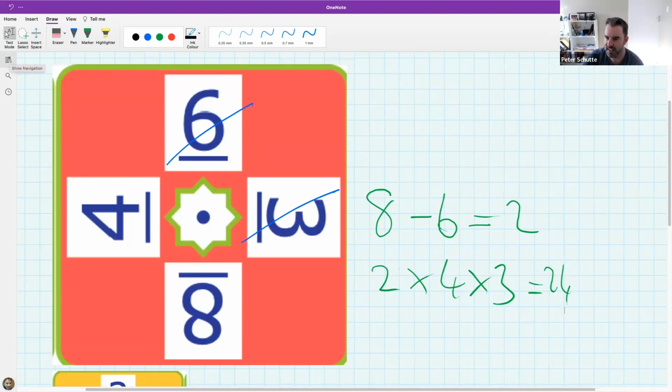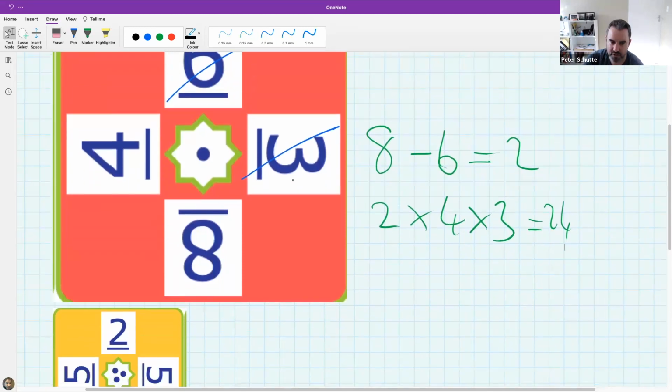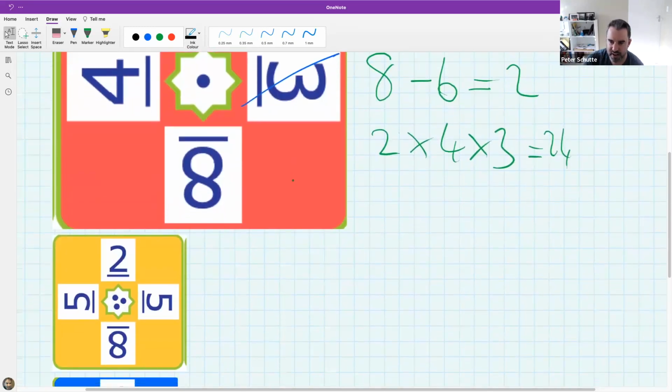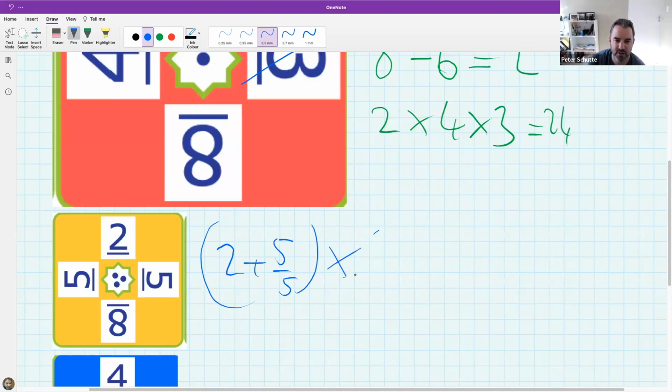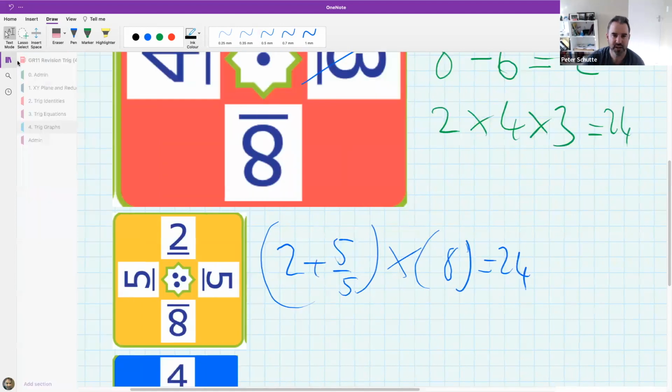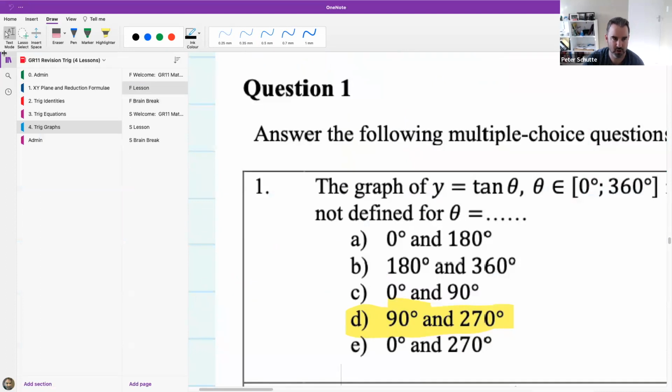Okay. And yellow. Oh, Mbasa has got the yellow one. 2 plus 5. Yeah, that's well done. So for the yellow one, which wasn't even on the menu, 2 plus 5 over 5 is 3. And then 3 times 8 would give me 24. Okay, cool. Let's go back to what we were doing.